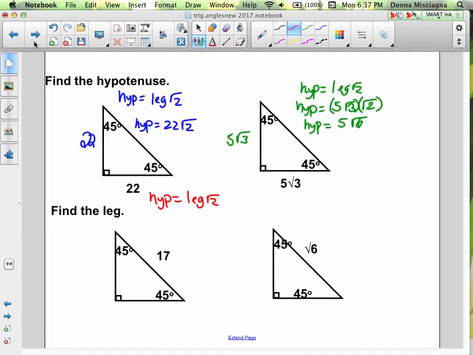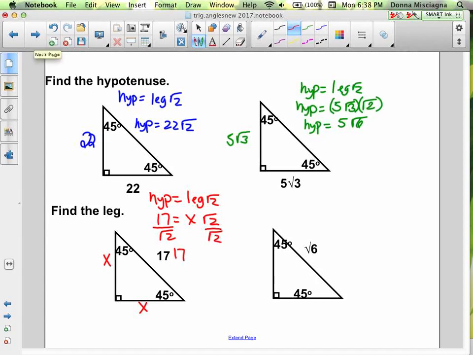All right, so here I have hypotenuse equals leg times the square root of 2. That's what we're looking for, the leg. I'm just going to call this x, I guess. I could call it L, but it kind of looks like a 1. All right, so we don't know either leg. They're both the same. So 17, the hypotenuse, is x times the square root of 2. We're going to solve for x, so we've got to divide by the square root of 2. But we can't leave the square root of 2 in the denominator. We have to rationalize it.